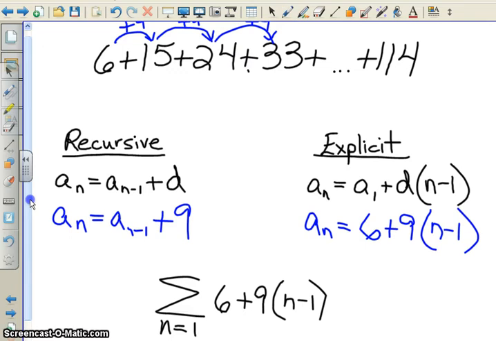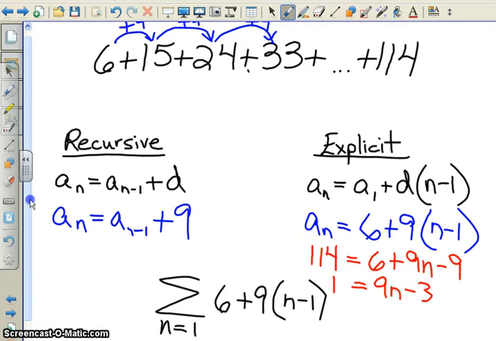So I could figure out the number of terms by actually listing all of these out, or I can use the explicit definition to figure that out, because I know the last term, my a sub n, however many terms there are, is 114, which is equal to 6 plus, distributing here, 9n minus 9. Combining like terms would be 9n plus 3. Now solving this for n, I'm going to do 117 divided by 9, which is 13. So I know that 114 is the 13th term in this series. So there's my top number on my sigma.